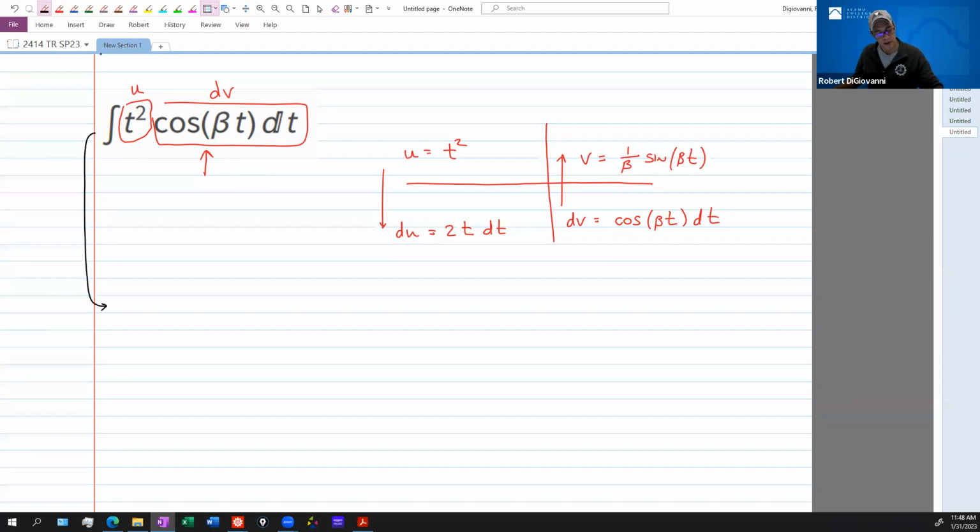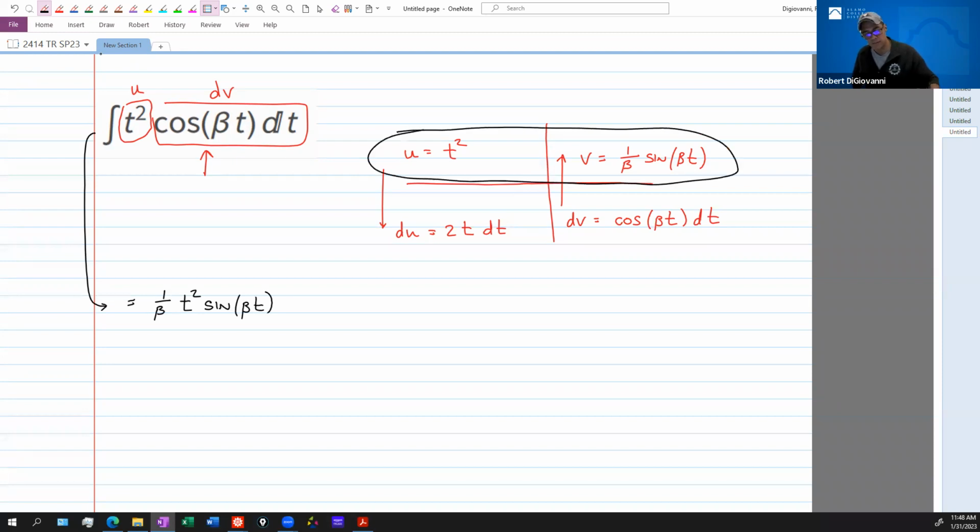Okay, uv minus the integral of v du. Watch the way I write this. 1 over beta t squared sine beta t. All that is these two multiplied together. And then I rearrange the order because it's multiplication. Minus, a little bit of a space in between. Now I'm doing these two multiplied together.